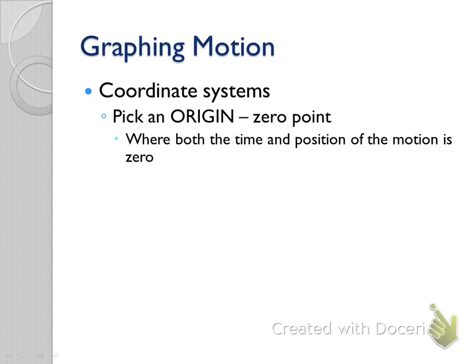Okay? So wherever you set the origin to be on your motion diagram should be where time and position of the motion is 0. So where time is 0, where the motion is starting from, and where the position is 0, so that the object hasn't moved at all. Those should be two specific things you look for when you're picking an origin. Okay, where your motion starts from. That way your time equals 0 and your initial position equals 0.